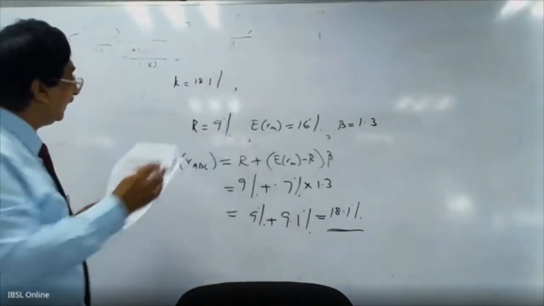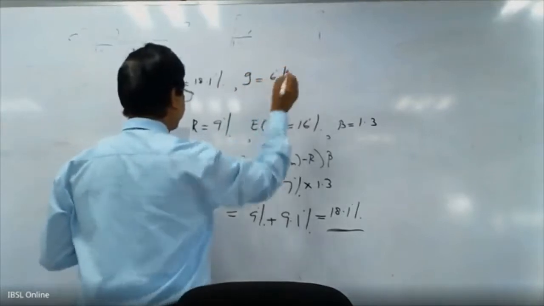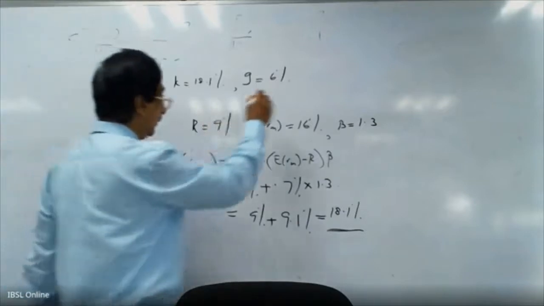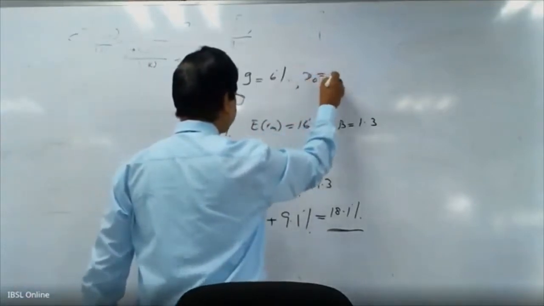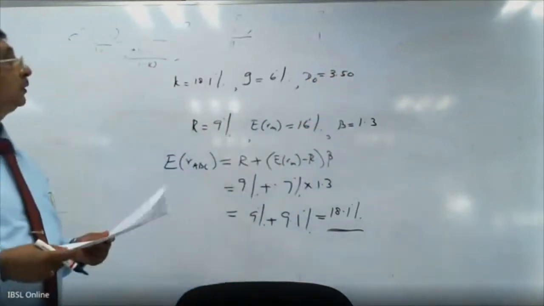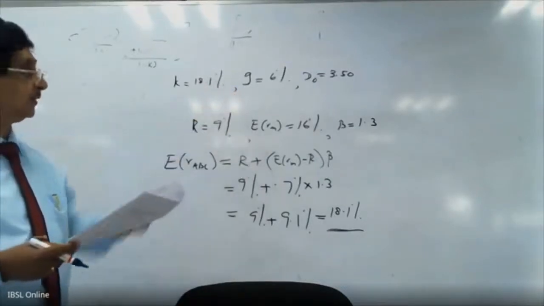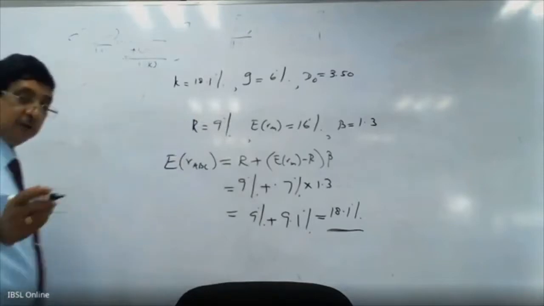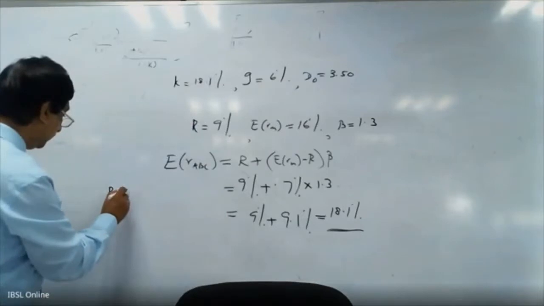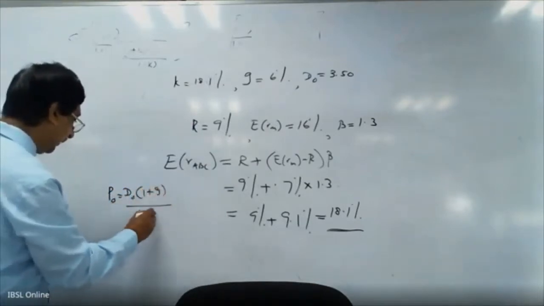Then what are the other given things? G. G is given, that is 6%. G is 6%. And D0 is also given. D0 is 350. Now I think it is possible for us to calculate the share price. Now share price is given by the one stage model: P0 is equal to D0 into 1 plus G divided by K minus G.